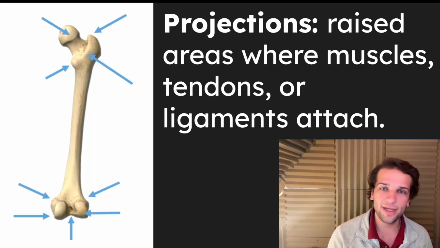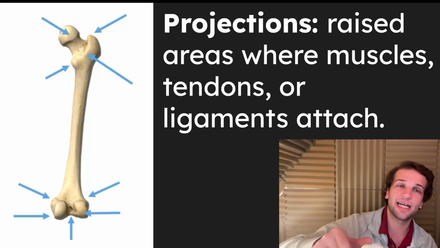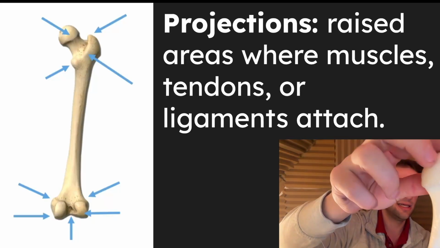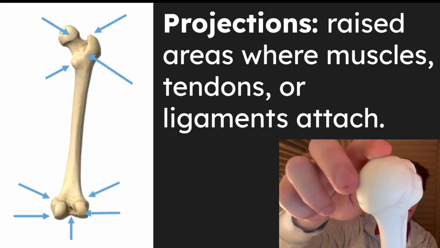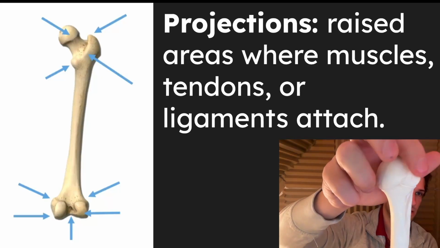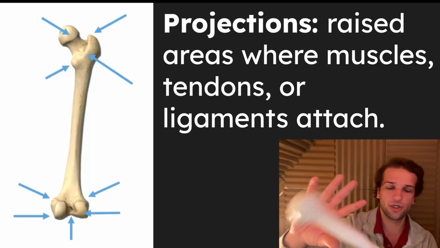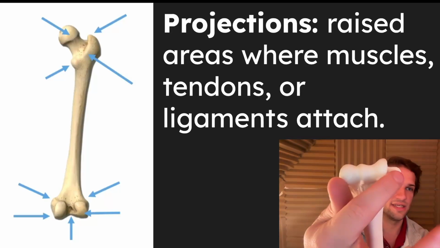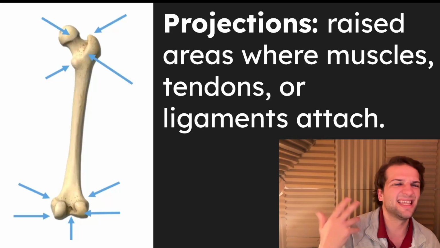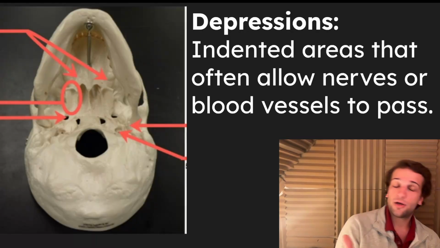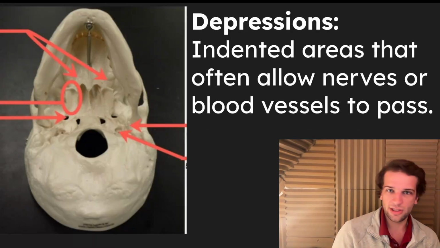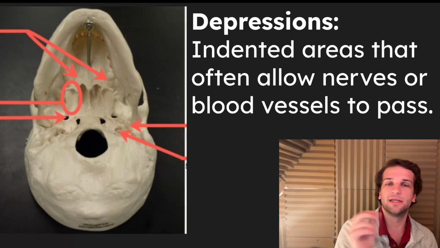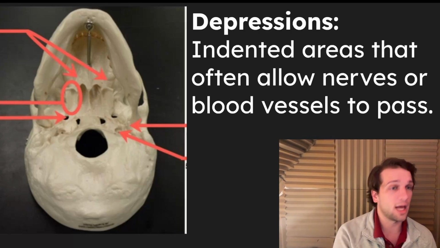They're just raised areas, and they usually are sites of attachment for muscles, ligaments, tendons. If you see on this bone, do you see how these two knobs here? That is a projection. This bit that sticks off the side, projections, is just anything that sticks off of a bone. And that goes kind of inverse to depressions, which are any indented area or hole that allows for things to move through or to slot into it.